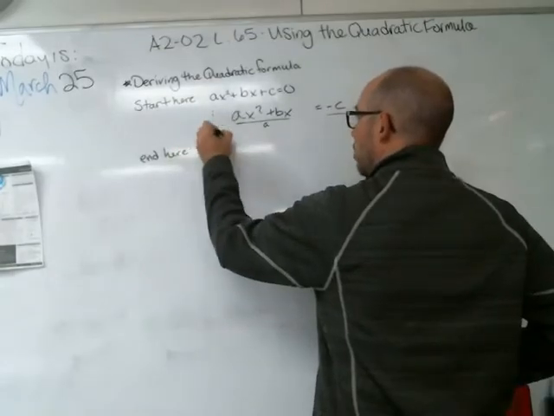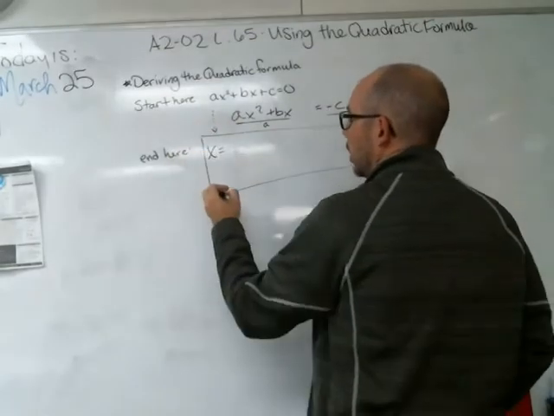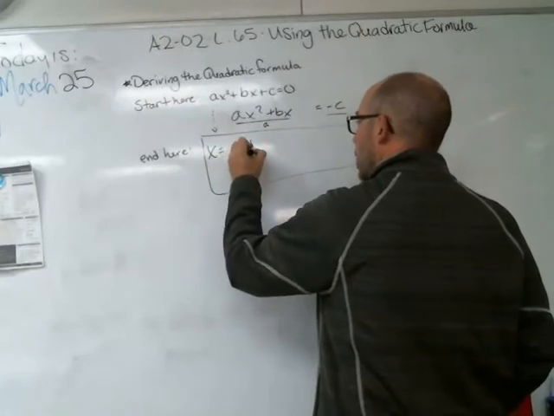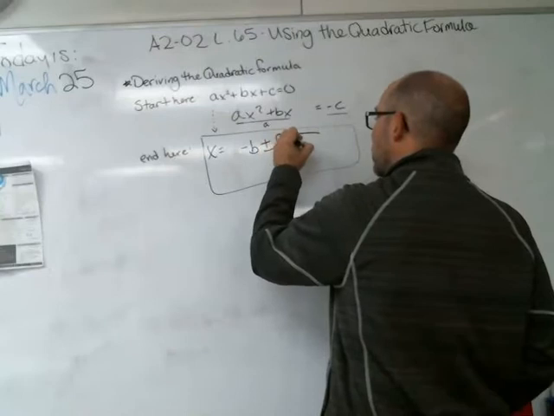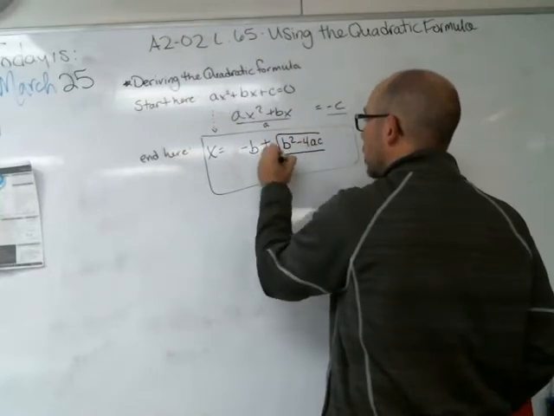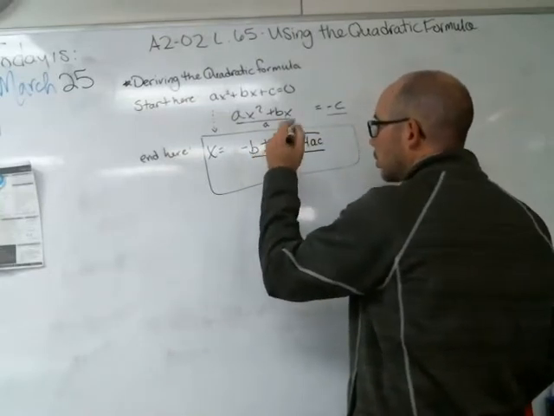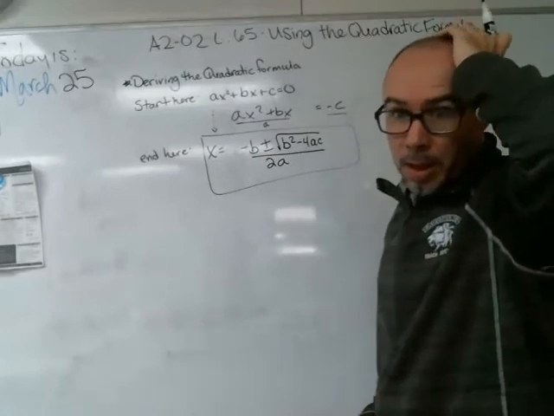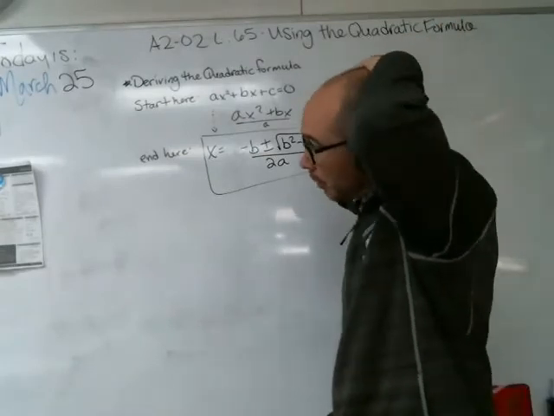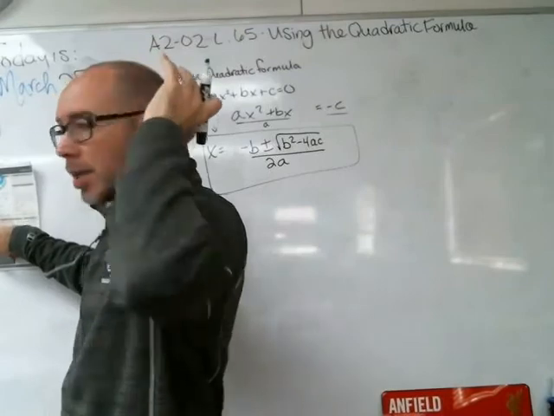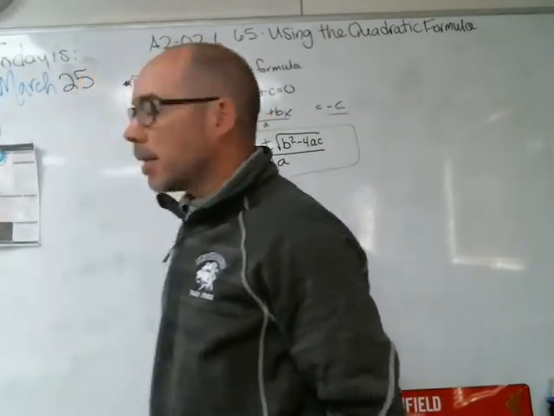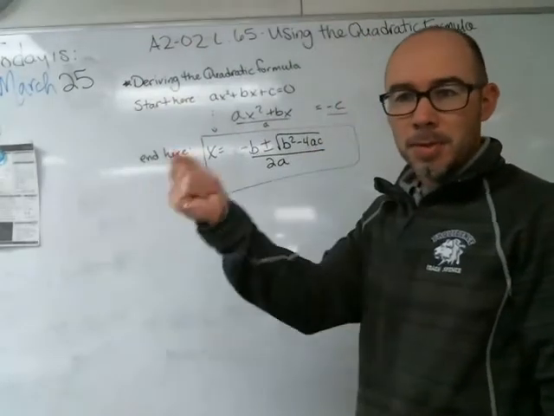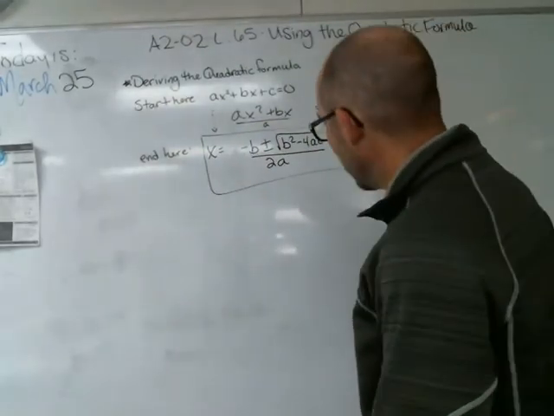The last step is coming up with the formula. X equals negative b plus or minus the square root of b squared minus 4ac, all over 2a. You need to have that memorized. It's on your algebra sheet here, right there, the quadratic formula. Nevertheless, this should be something that is right there for you.